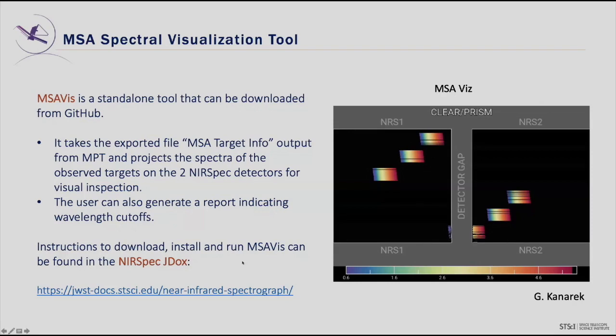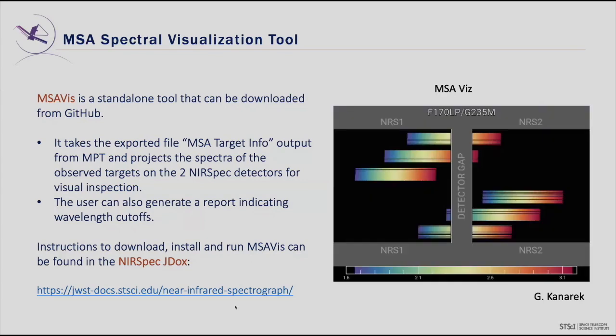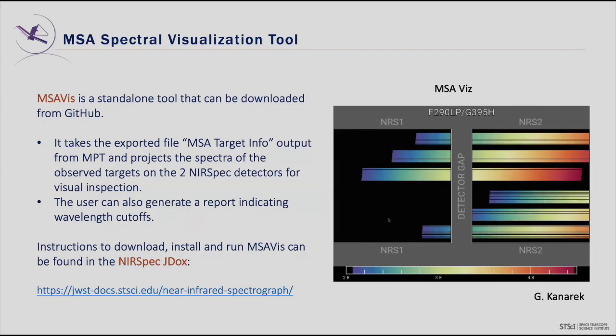The instructions are found in the NIRSpec JDocs, which I've shown you a link for here, and you can read more about that tool and its use there. With another grating, you can see that the spectra, of course, are pictured longer. The tilt is a little different than for the prism, and the wavelengths lost are, of course, going to be different depending on the grating selected. And then finally, another grating here showing the high-resolution grating spectra.